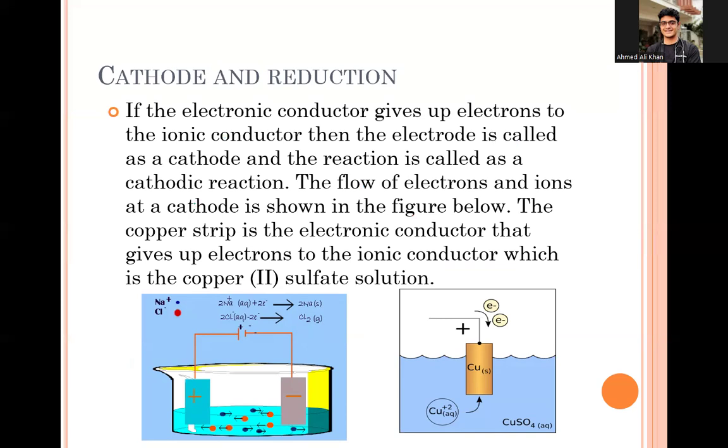The flow of electrons and ions at a cathode is shown in the figure below. The copper strip is the electronic conductor and gives up electrons to the ionic conductor, which is the copper 2 sulfate solution, right? So we talked about the negative electrode being the cathode, right?